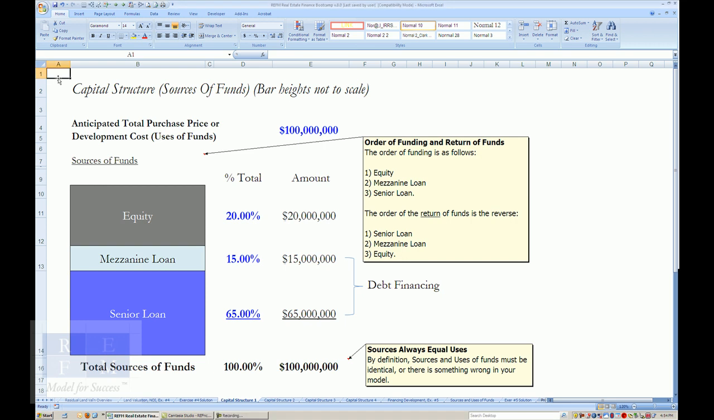Let's take a look now at the capital structure, or capital stack, for an investment, whether it be the acquisition of an existing income-producing asset or a development transaction. Keeping in mind that the bar heights shown here are not to scale, we can see the constituent capital elements of a transaction, namely a senior loan, equity, and a mezzanine element, where the mezzanine capital closes the gap between the senior financing and the equity.